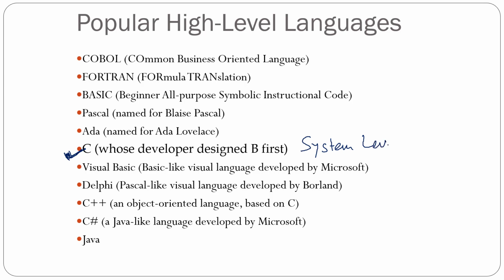System level means if you are writing an operating system, then you might go with C because it is very efficient. Programming in C is very challenging, but it is very, very efficient. The code that you write in C is very, very fast. But C is a high level programming language. Then came Visual Basic, Delphi, then C++, C Sharp, and Java is right here. And we will be studying Java.